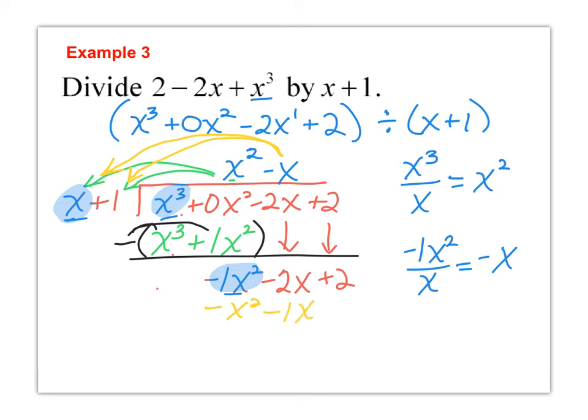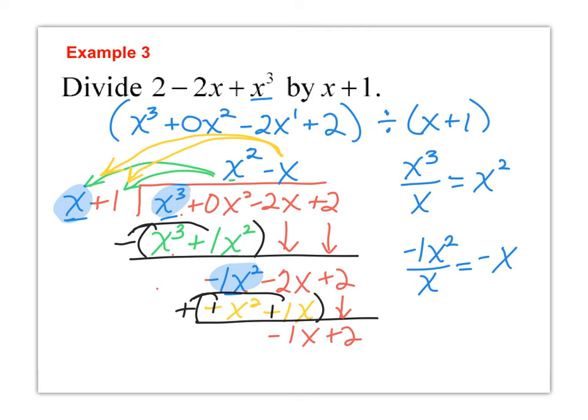Now we're going to subtract this entire quantity, and when you distribute the negative here, when you're subtracting a negative x squared, that's the same thing as adding an x squared, so that's going to be 0. And then the negative 2x minus a negative 1x, when you distribute that negative, those both become positive. So negative 2x plus 1x is negative 1x, and bring down the plus 2.